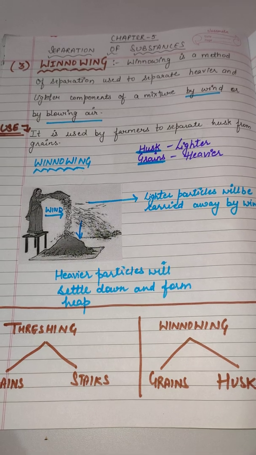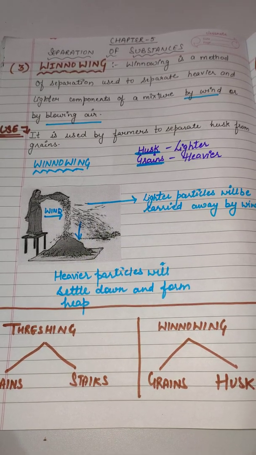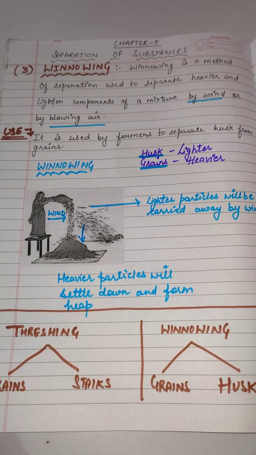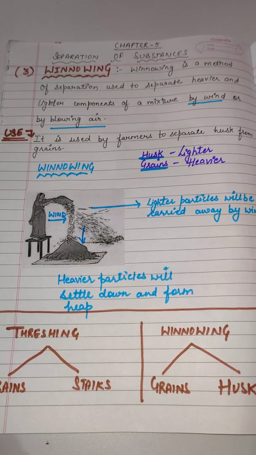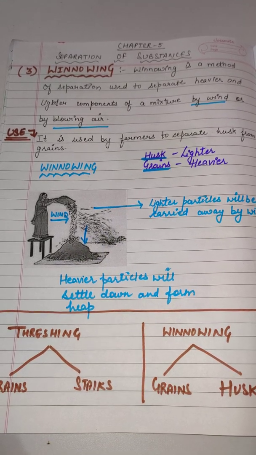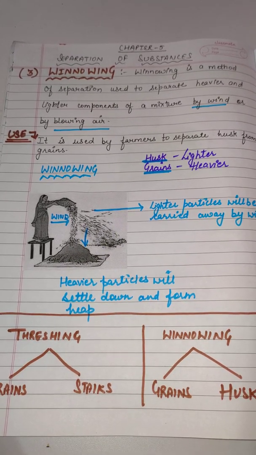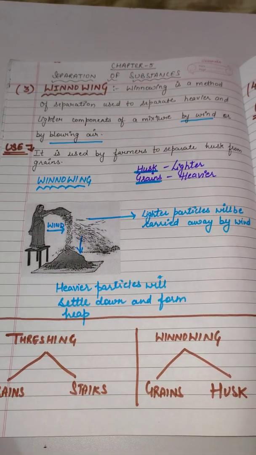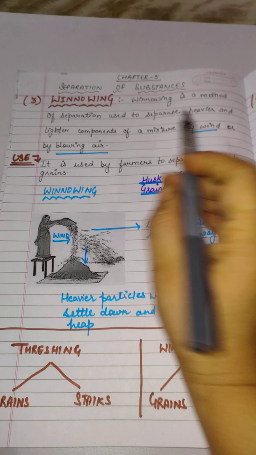In the last video, we were discussing methods of separation of substances. We have already discussed hand picking and threshing. Now, let's move forward with our next method, that is winnowing. So, what is winnowing?